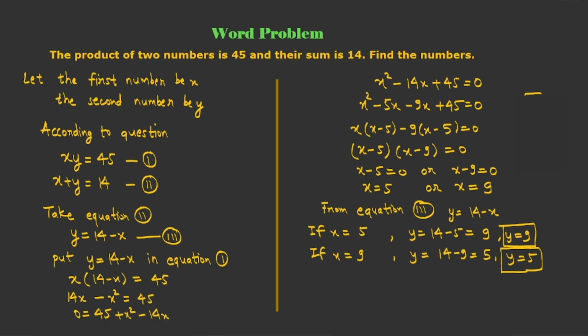So these are our two numbers that are satisfying the given condition, that the product of the numbers 5 and 9 is 45, and their sum 5 plus 9 is 14. You can also check it by putting it in equation 1 and equation 2.